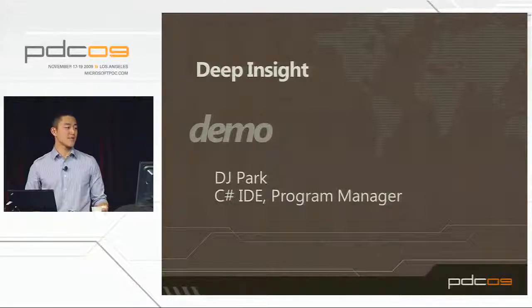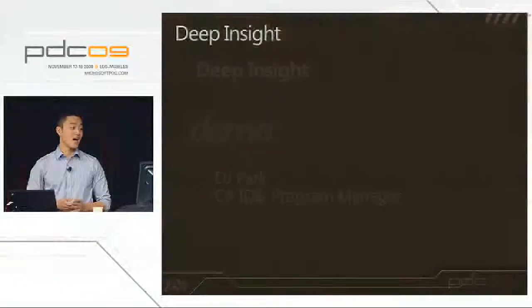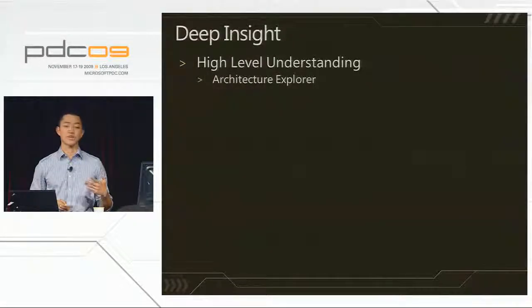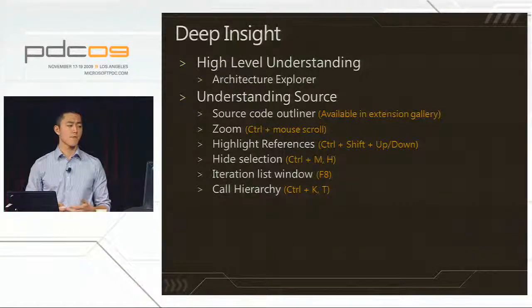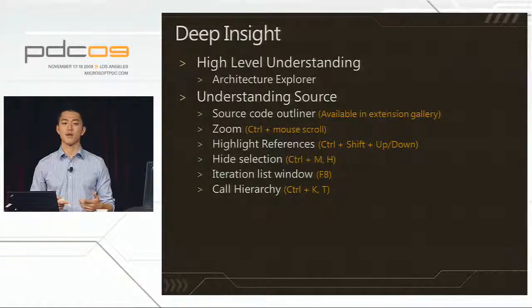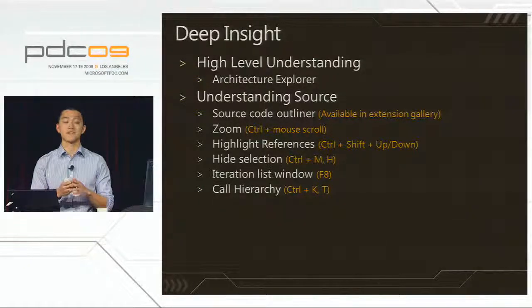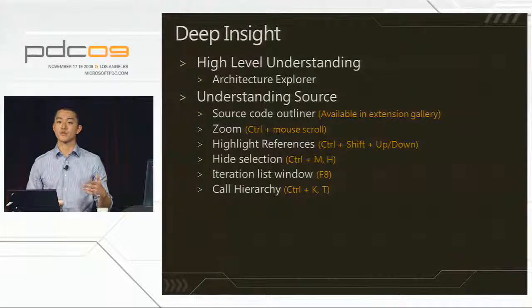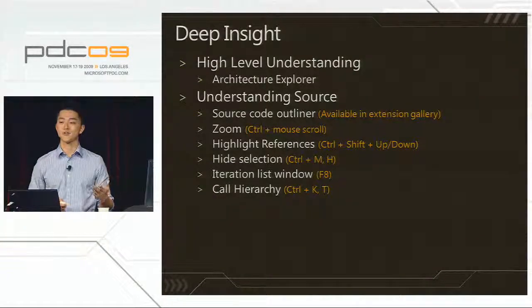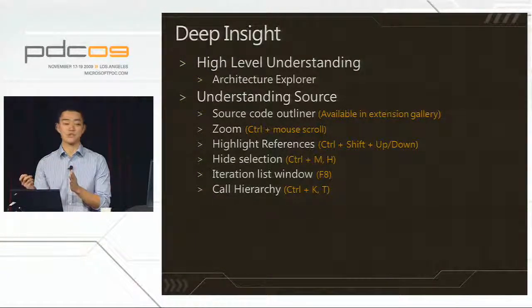Let's switch back over to slides now and do a quick recap of what we covered. We just covered a whole bunch of things. We took a look at high-level understanding. We saw the Architecture Explorer and being able to use the call graph kind of functionality with Architecture Explorer. Took a look at various different tips and tricks that you can apply when trying to understand source. We saw the source outliner power toy, which you can grab off of the extension gallery. We saw the ability to zoom in the new editor, highlight references, and being able to navigate with the Control-Shift up and down keyboard shortcuts, being able to select a block of code and arbitrarily collapse and expand it, iterating through list windows using the F8 key, and finally, the call hierarchy tool window that you can actually integrate with the code definition window as well.